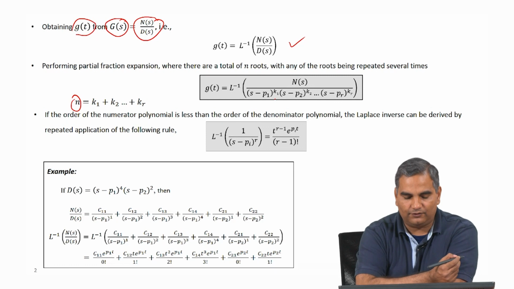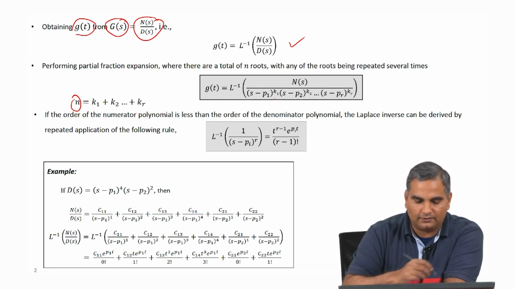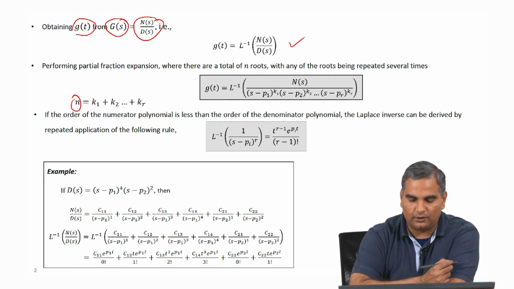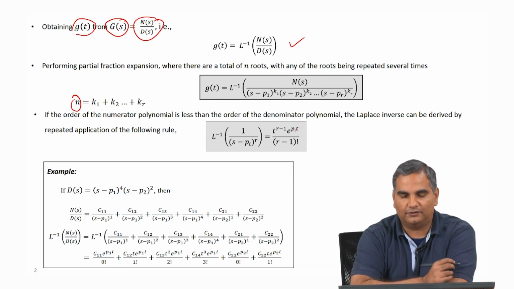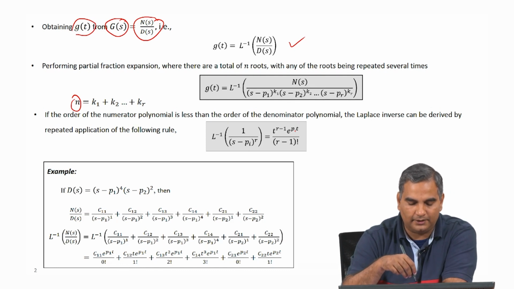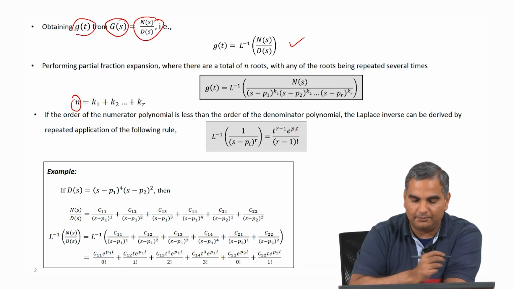So, whenever I have a term of the form 1 by (s minus p1) to the power r, the Laplace inverse of this Laplace domain function is the following time domain function, which is t to the power r minus 1, e power p1 t divided by (r minus 1) factorial. So, very simple formula. If it is 2, for example, then 1 by (s minus p1) squared will be t to the power 2 minus 1, which is just t, e power p1 t divided by 2 minus 1 factorial, which will be 1. So, it will simply be t e power p1 t.